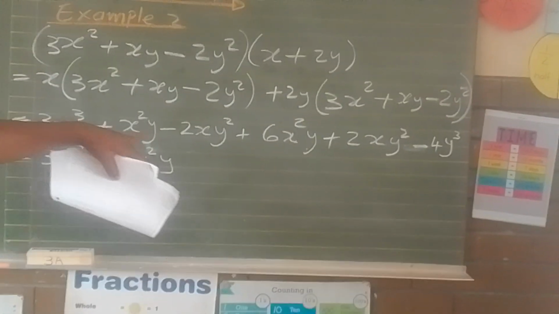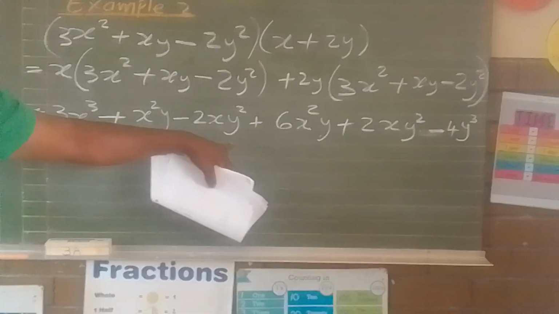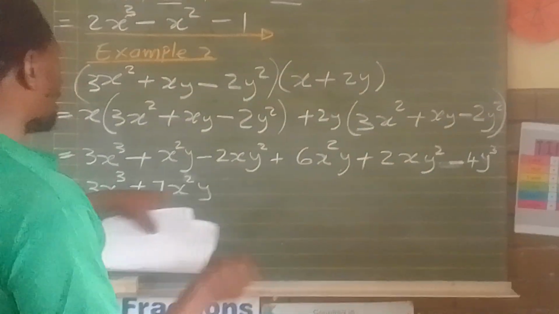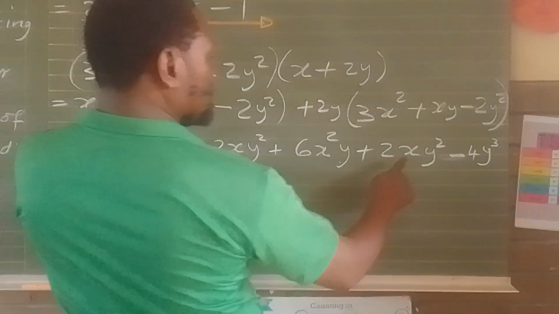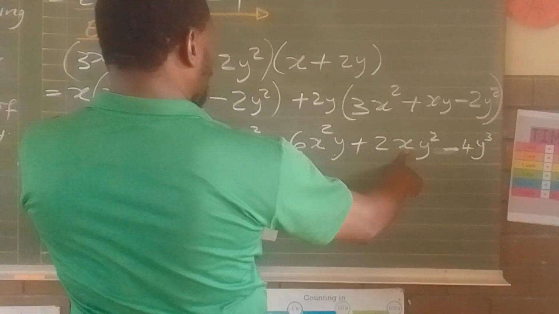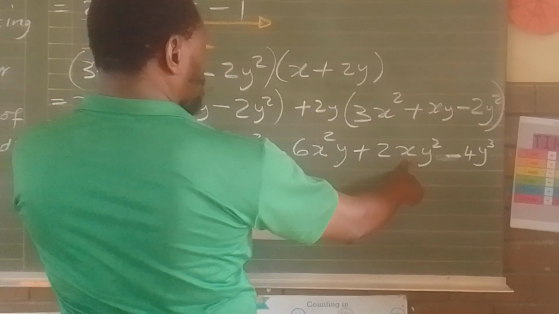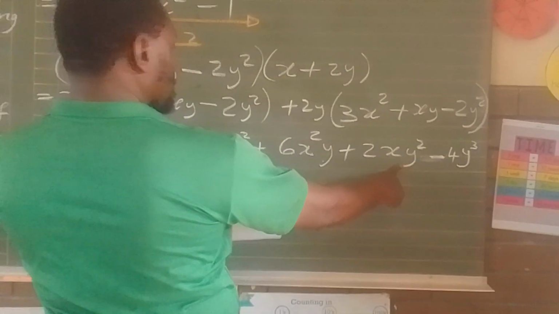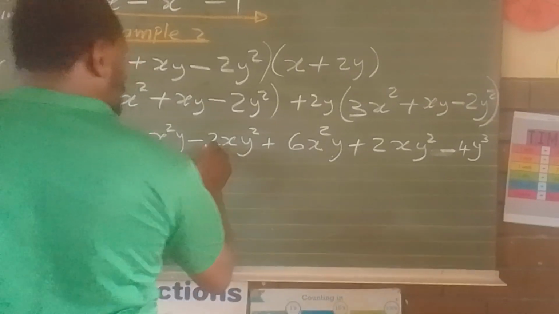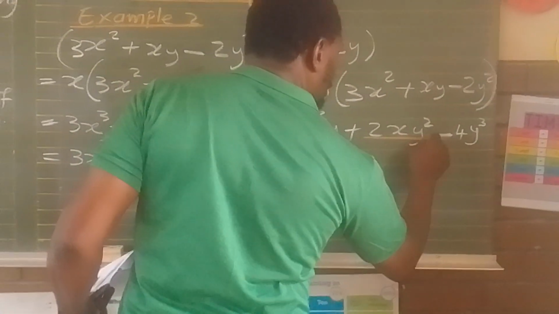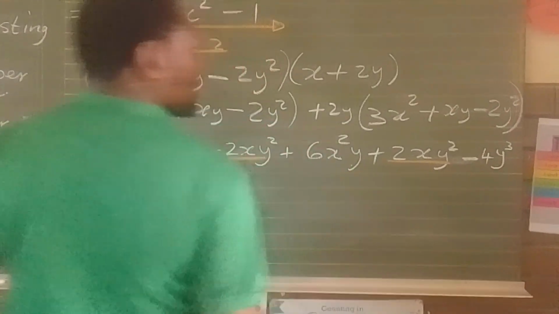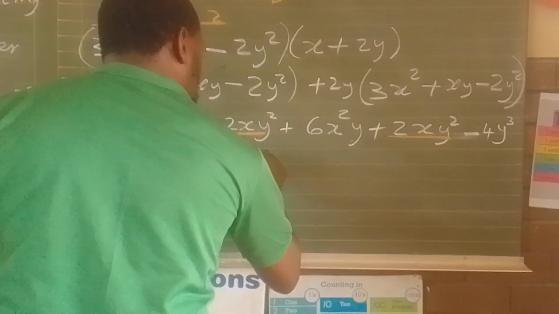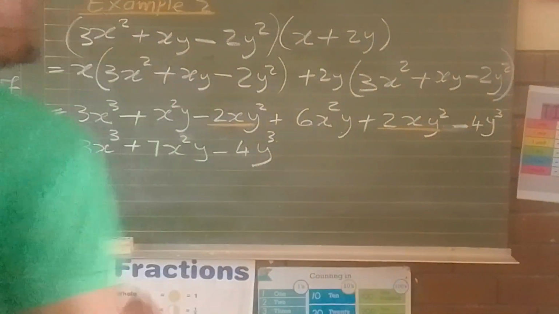X to the power 3, x to the power 2. The next term is x to the power 1. You go to the term where there is x to the power 1. Here it's x to the power 1. Here it's x to the power 1. It's x y squared, x y squared. You add negative 2 plus 2, you get a 0. This term falls apart. You are left with what? With minus 4y cubed.